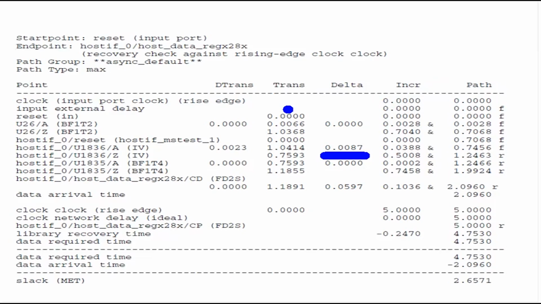This is the delta time. This delta time is added to the path, and this delta transition is added to the actual transition. So the delays will become worse, and the transition has become worse. You can spend some more time understanding the timing report. Usually the only special things here are the delta delay and the delta transition. These are the only new things here, right?